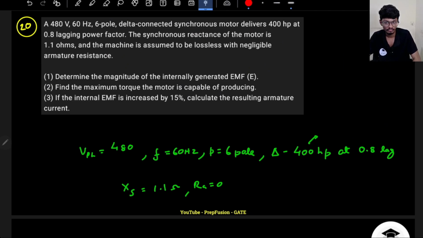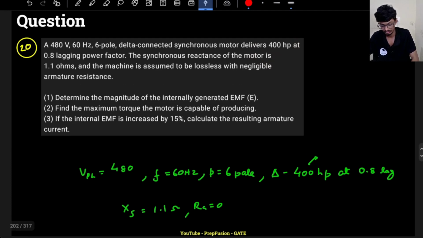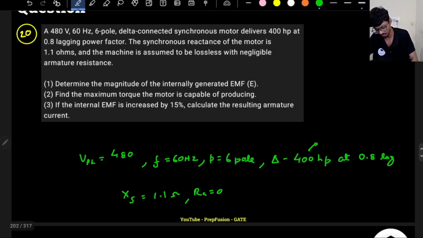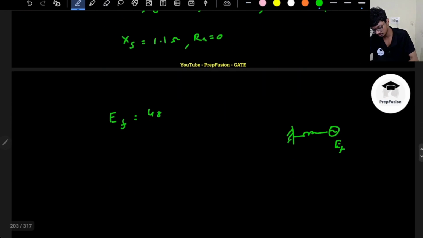How will I find out what the armature current is? It delivers 400 HP. Here it has told me that it is delivering 400 horsepower. So you have to remember the conversion between horsepower and kilowatt. If you remember, 1 horsepower is equal to 0.735 kilowatt.